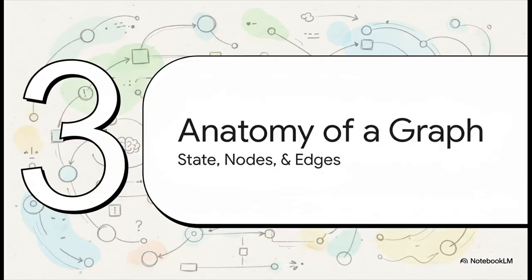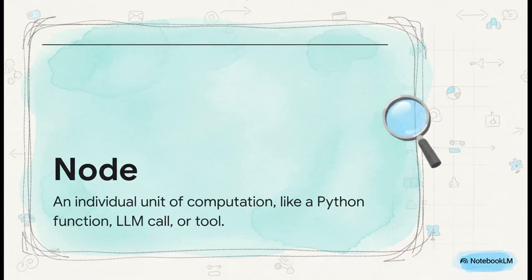All right, to really build with LangGraph, we've got to understand its core components. Let's deconstruct the anatomy of a graph and look at the three big pieces: state, nodes, and edges. First up, we have nodes. A node is just an individual unit of computation. This could be pretty much anything you want it to be: a simple Python function, a callout to an LLM, or even a tool invocation like a web search. Each node is like a specialist on your team, responsible for one specific task.